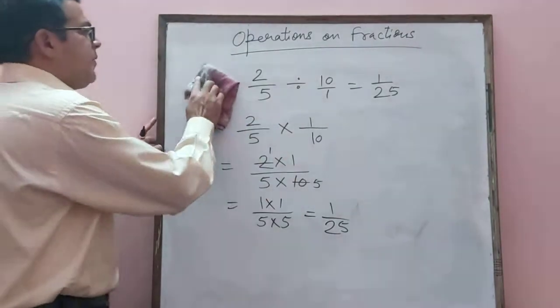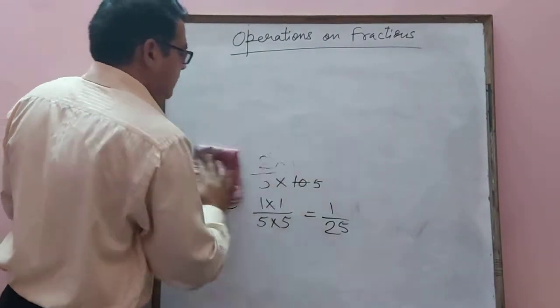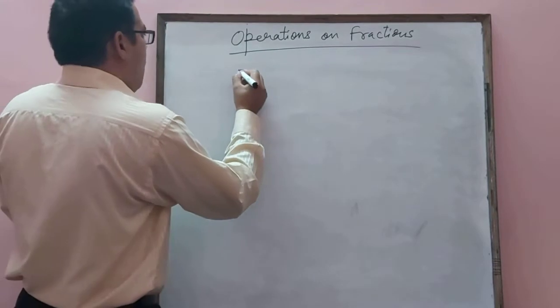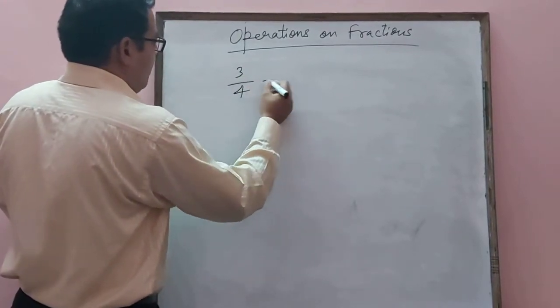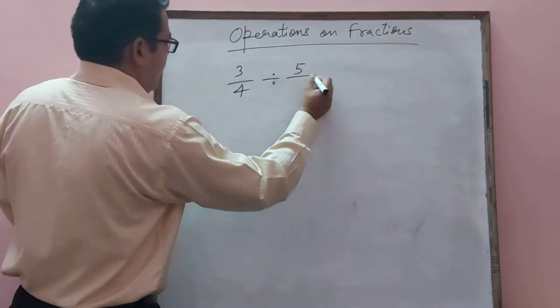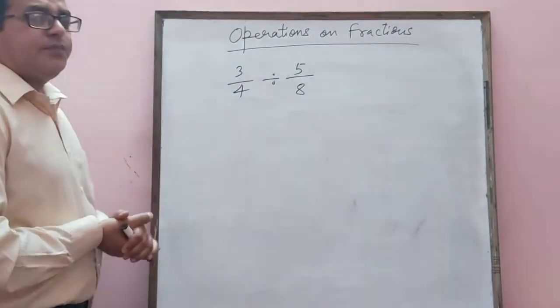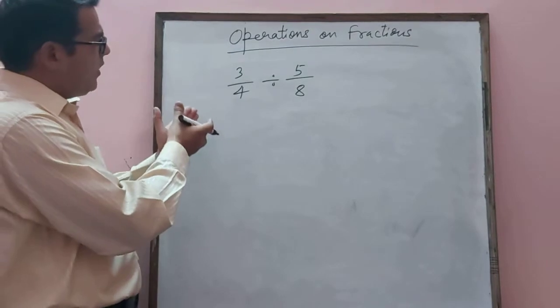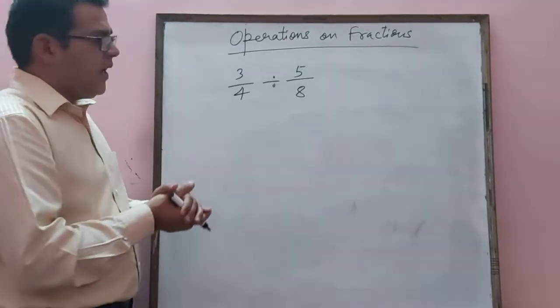One more example I am taking here. Now I am dividing 3 by 4 by 5 by 8. Now two fractions are there, and we have to divide 3 by 4 by 5 by 8.